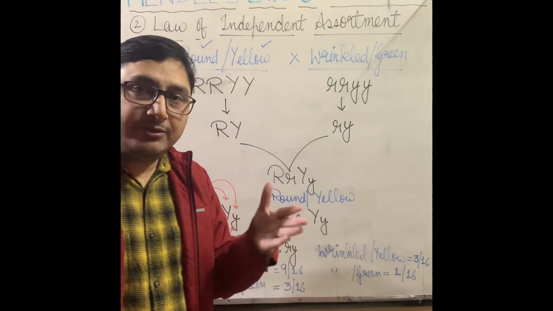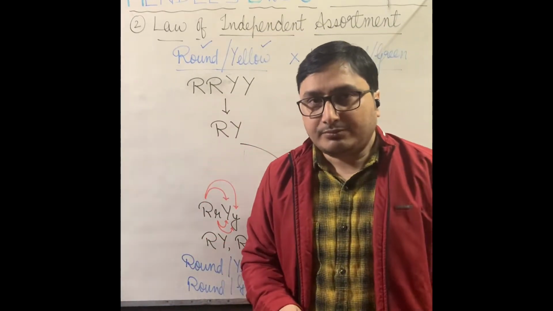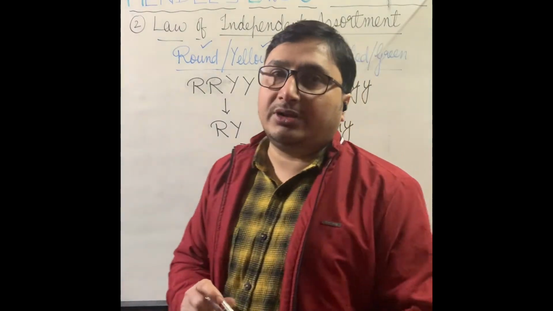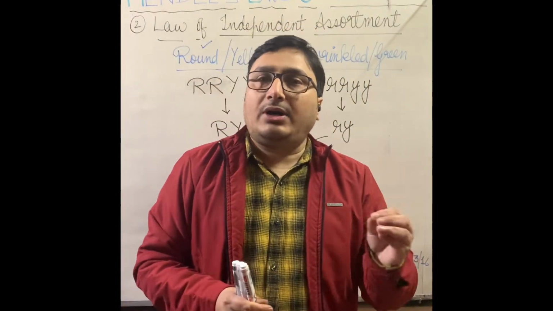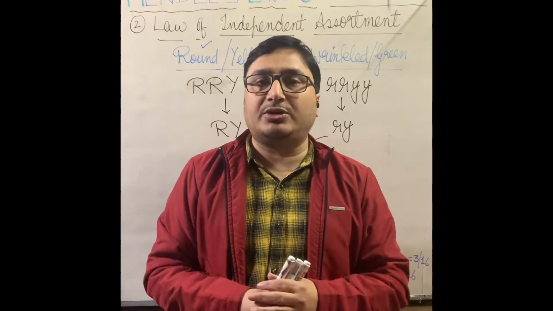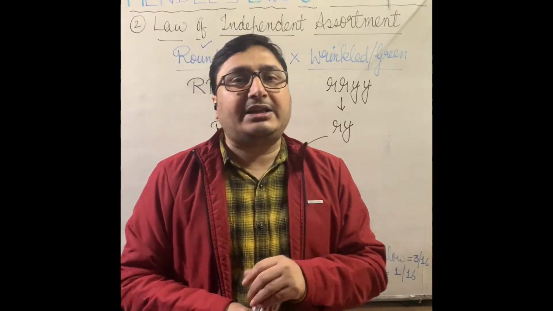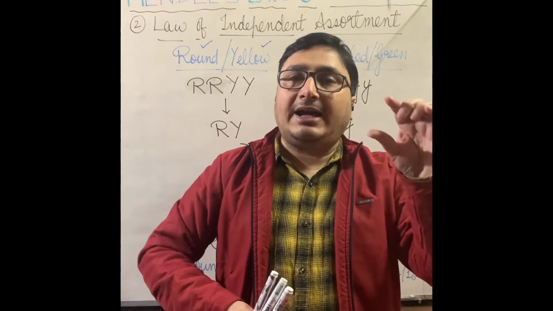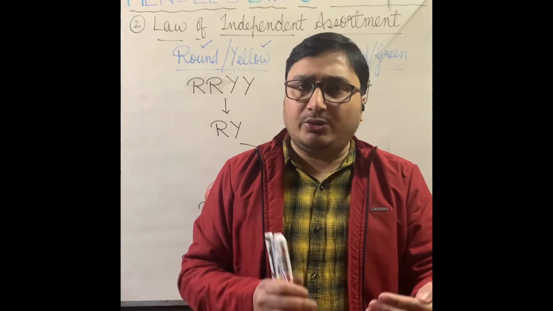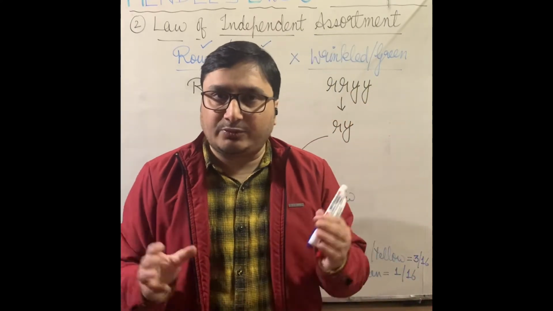Are you getting it? So this is actually the main importance of the law of independent assortment. So with this we come to an end of the laws of inheritance. Now I have uploaded the statements of these 3 laws in the description box. You will be able to see from there. So if this question is asked, then first you will state the law, and then with the help of a monohybrid or a dihybrid cross you can explain it. You can take any character or characters, and you can explain it. This is what you're supposed to do.